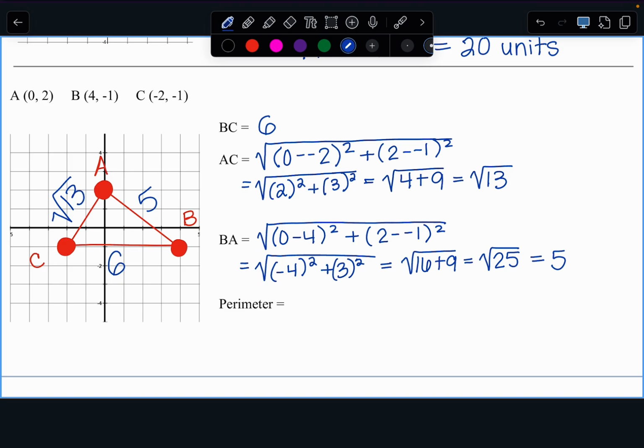Finding the perimeter means you're adding up the outsides. 6 plus 5 plus root 13. Only the things that don't have radicals can be added together. So this would just be 11 plus root 13. And that is units.